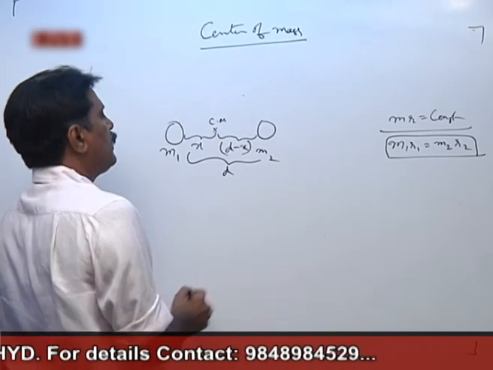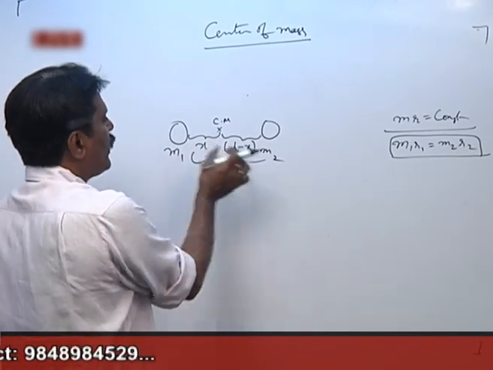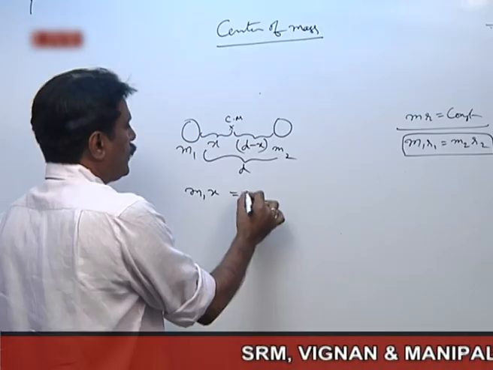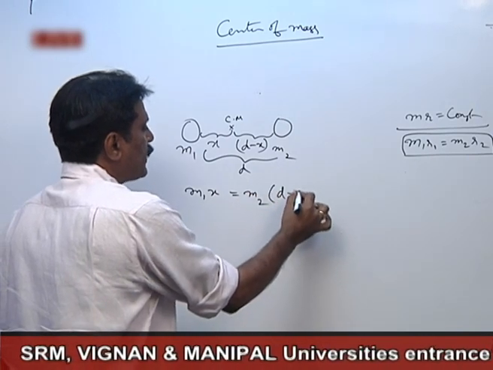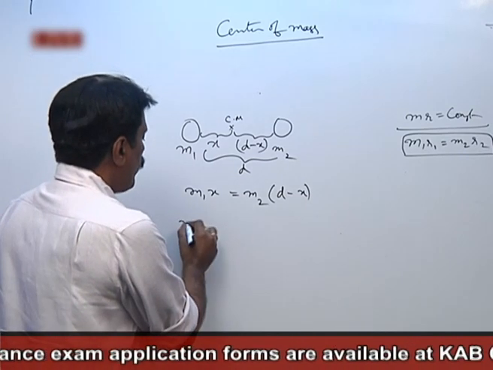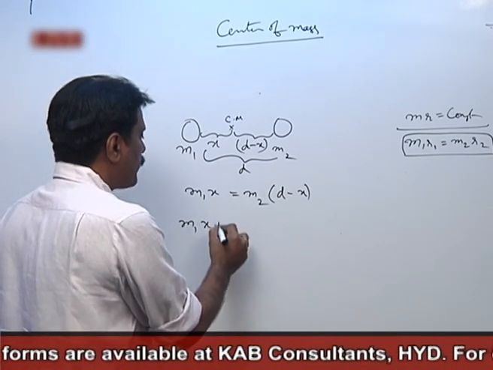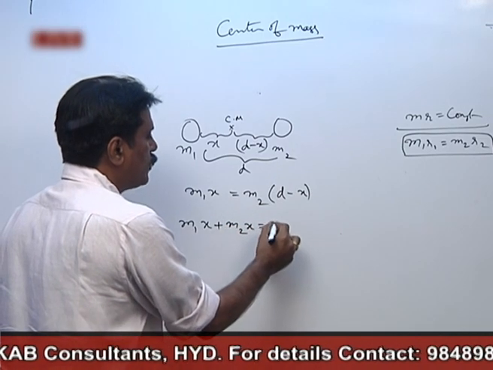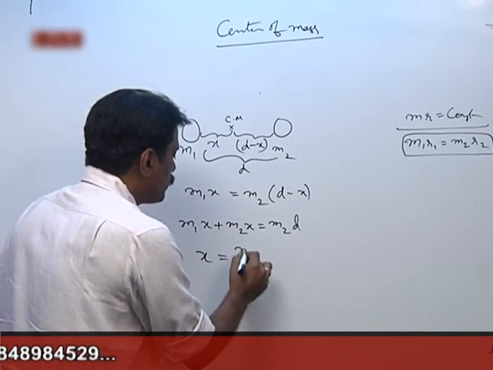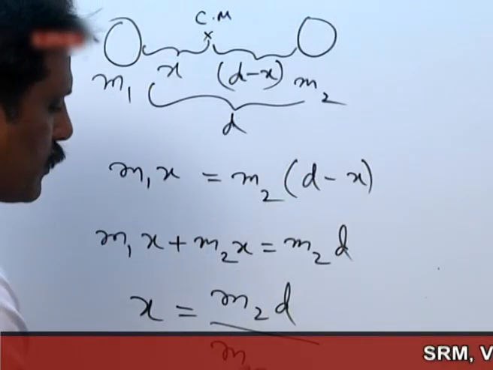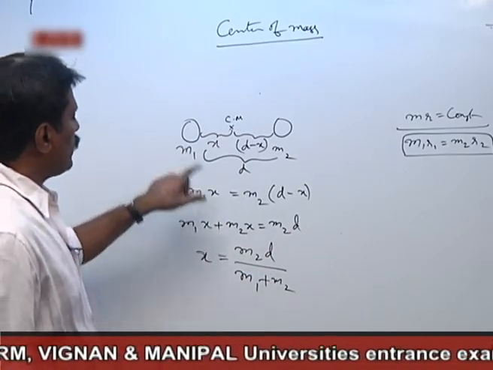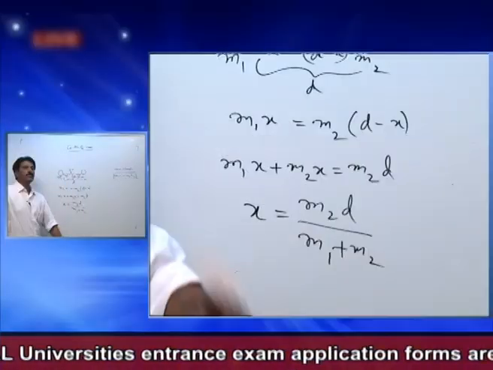Now, by this relation we can write m1 r1 equal to m2 r2. That means m1 into x is equal to m2 into d minus x. Or you can also write m1x plus m2x is equal to m2d, or x is equal to m2d by m1 plus m2. So, distance of center of mass from m1 will be equal to m2d by m1 plus m2.